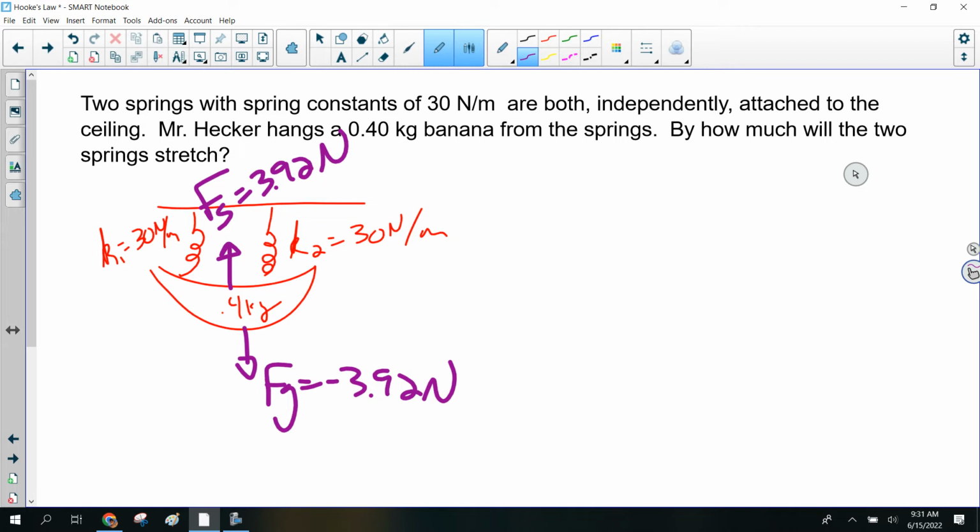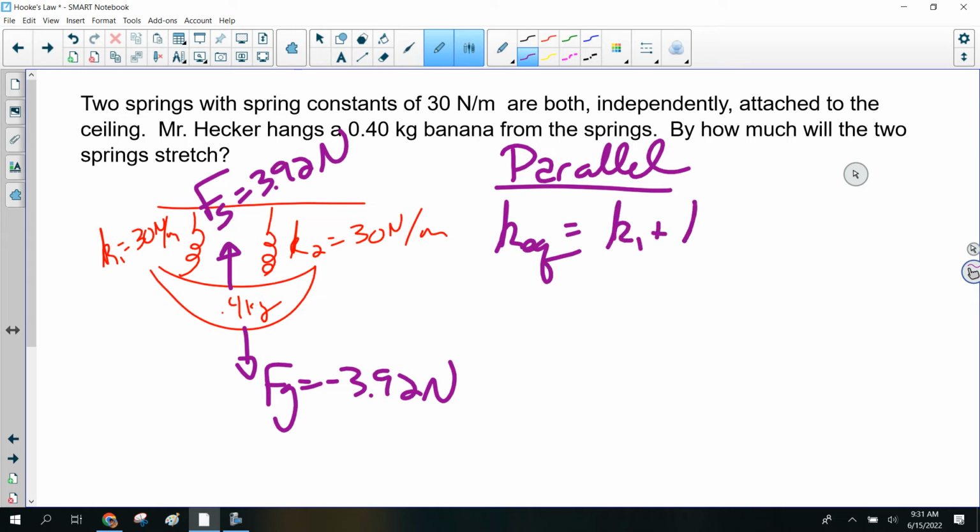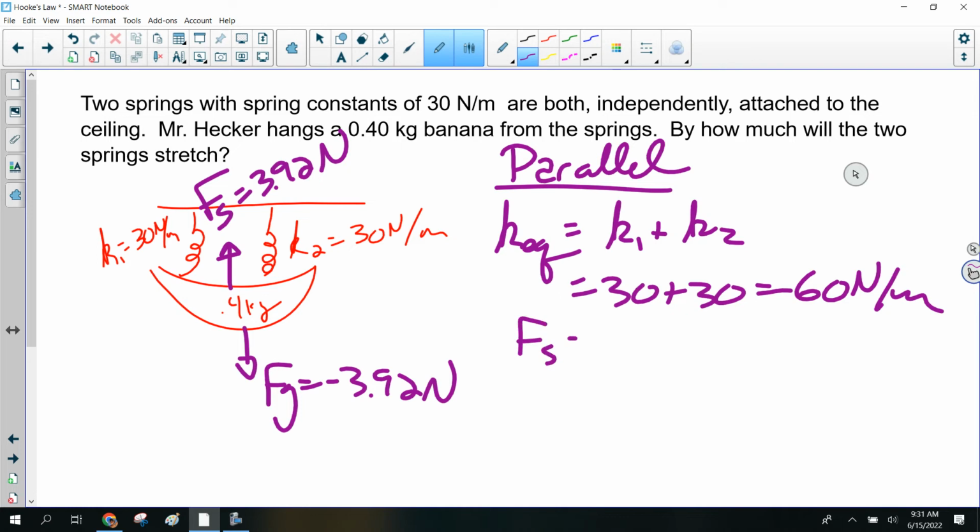Now, because these are connected side by side, these guys are in parallel. And so the equivalent spring constant when they're connected in parallel is just K1 plus K2, which for us is just 30 plus 30, or 60 newtons per meter. And then I know the force of the spring is 3.92 newtons.